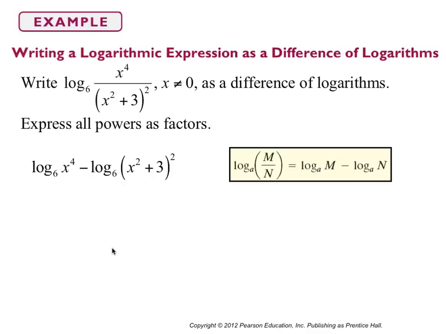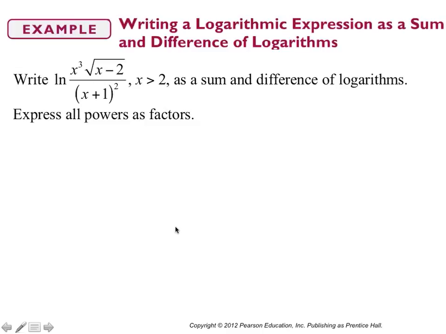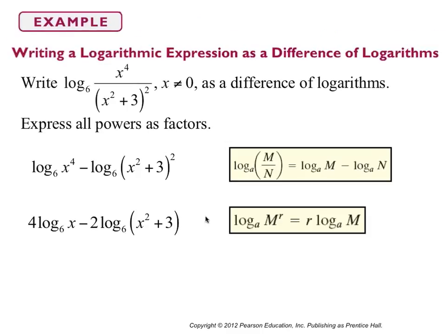And then we still want to write all powers as factors. So we want to go ahead and break this out so that we have x to the fourth is now written as 4 times log base 6 of x minus 2 times log base 6 of x squared plus 3. And I want to point out that these can be difficult for students to see when you're done with it, but what you want to look for is anywhere where you have a power where everything is raised to that power, you always want to write that out front. And then you always want to look for any multiplication or division that's done within the log so that you could separate that into either addition or subtraction.